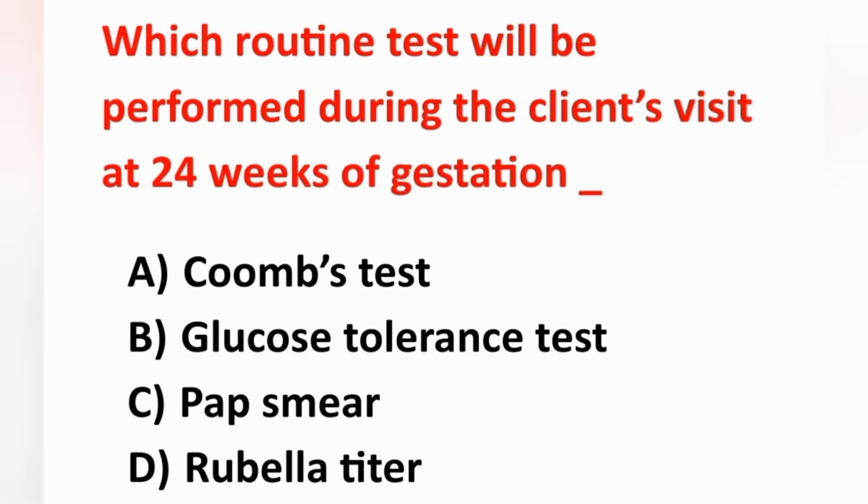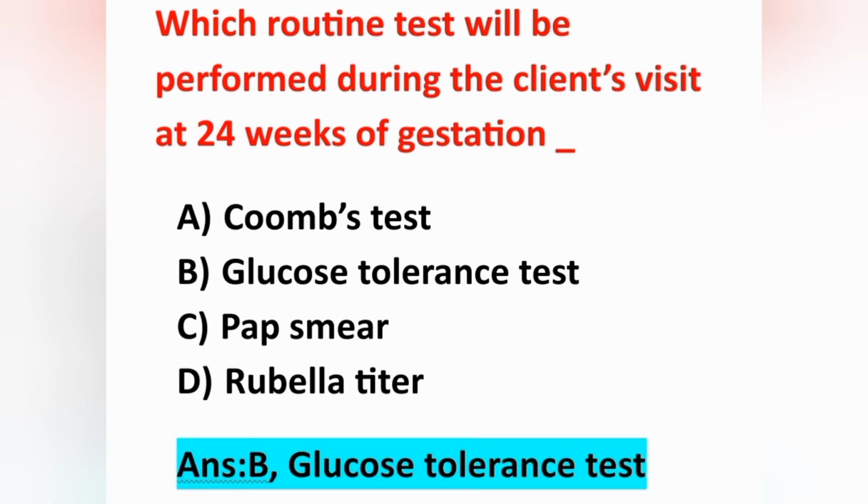The next question, which routine test will be performed during the client visit at 24 weeks of gestation? Option A Coombs test, option B glucose tolerance test, option C pap smear, option D rubella titer. And the correct answer for this question is option B, glucose tolerance test. This glucose tolerance test is one of the confirmative tests for gestational diabetes mellitus. This is a normal routine test which will be carried out from 24th to 28th week of gestation.